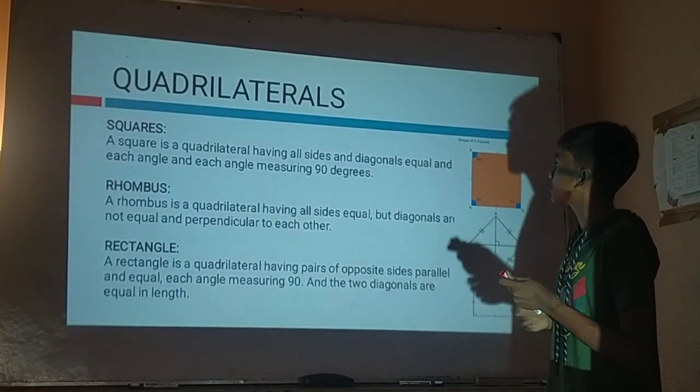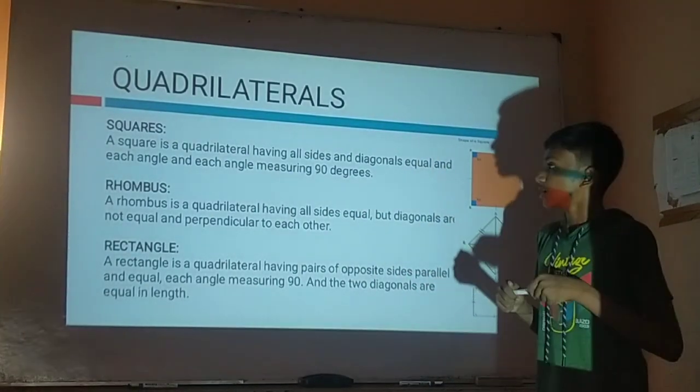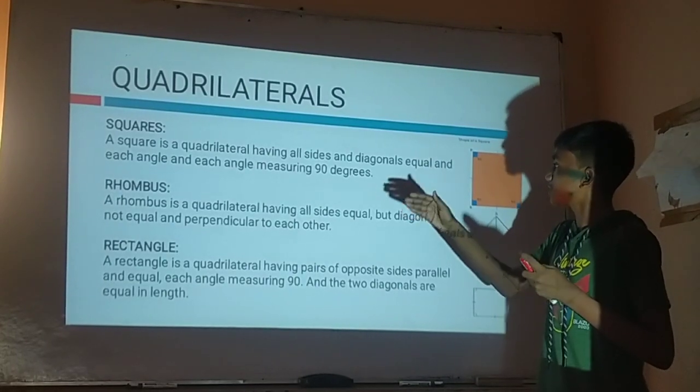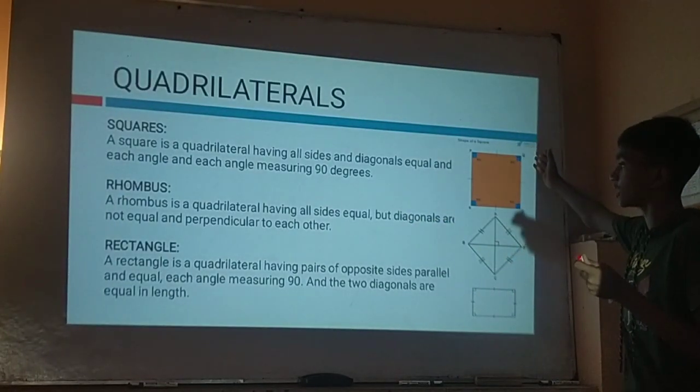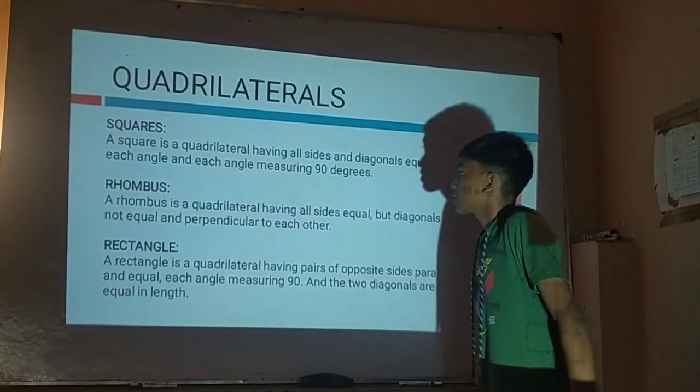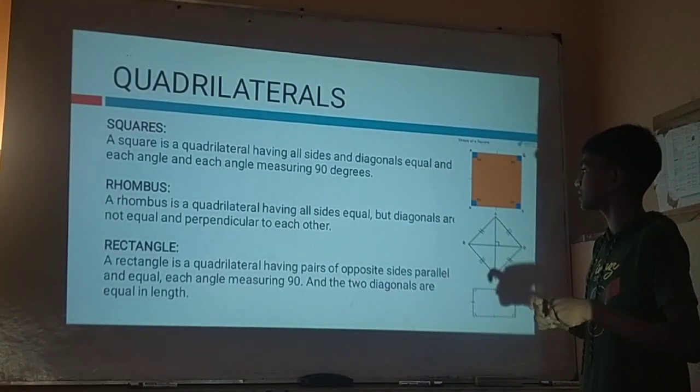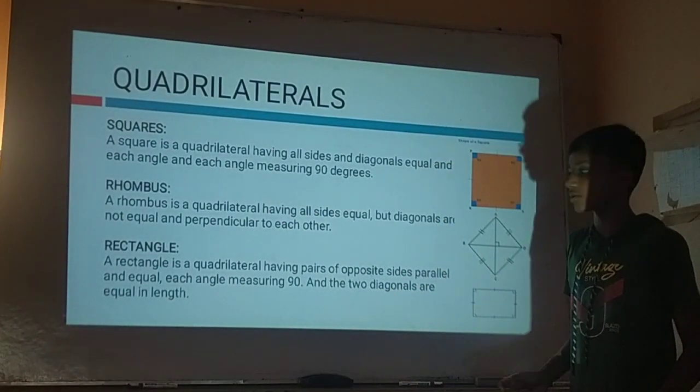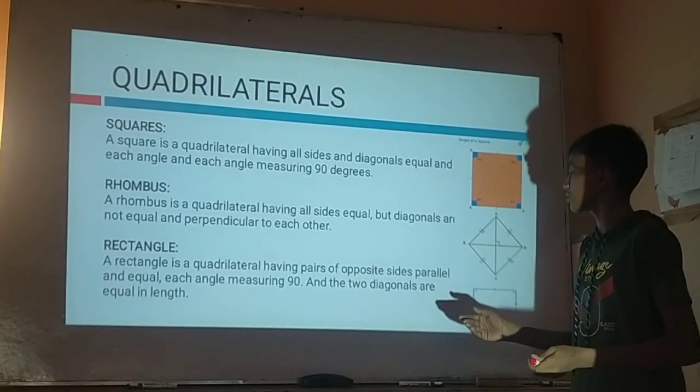Having all sides and diagonals equal, and each angle measuring 90 degrees. An example of a square. Rhombus. A rhombus is a quadrilateral having all sides equal, but diagonals are not equal, but are perpendicular to each other.